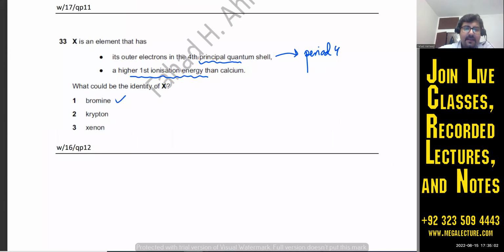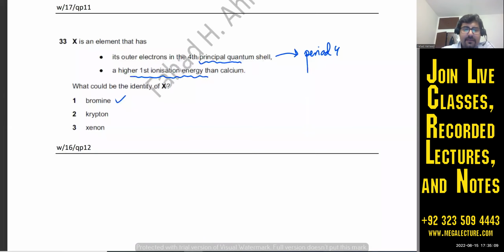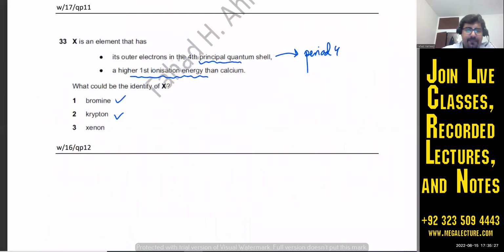That's correct. Krypton, so we've got krypton. Krypton is going to be right at the end. It's going to be right at the top. So that's krypton. So what about xenon? Xenon will have a lower ionization energy compared to calcium. The first thing, the reason xenon is wrong is that it's not in period 4. It's not in period 4, that's it.